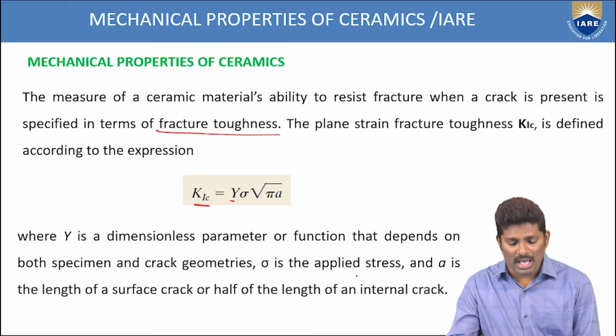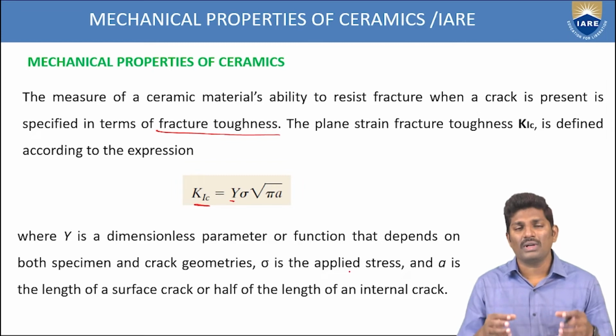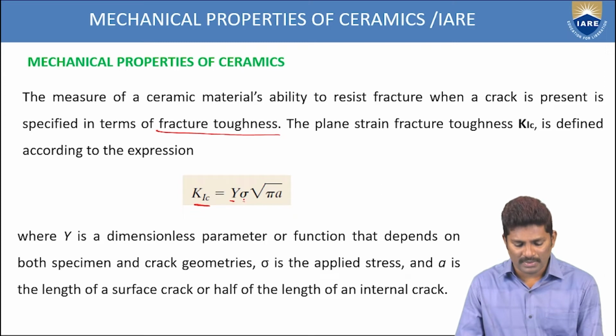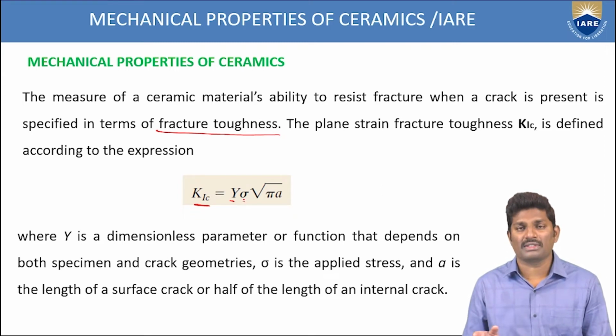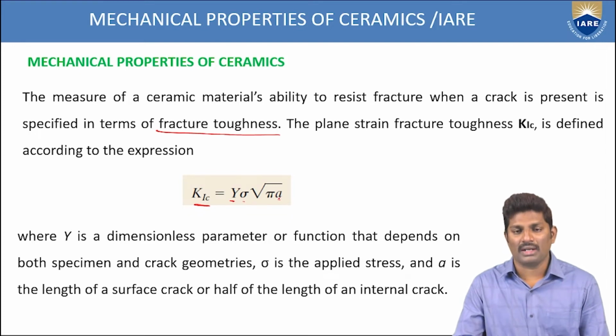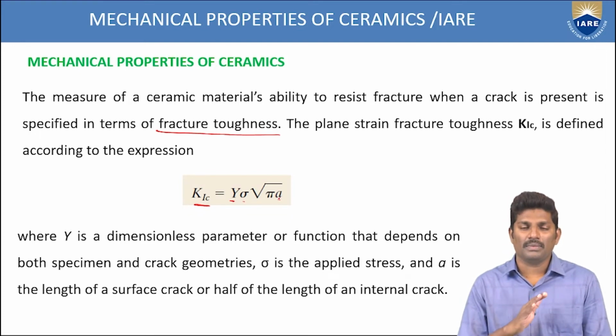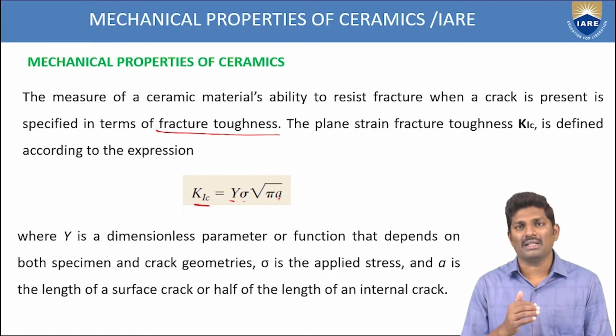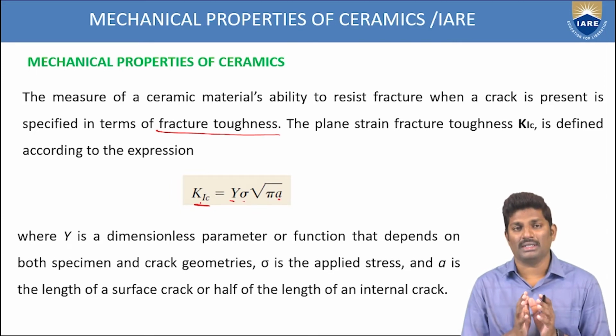And sigma is the applied load, the stress you are applying on the material. So that describes the sigma. And a is the length of the surface crack. At how much length the crack has extended, that gives the a here. So this is how you have to measure the ceramic material's ability to resist crack formation. That is given by KIC, how much it can resist through the load.